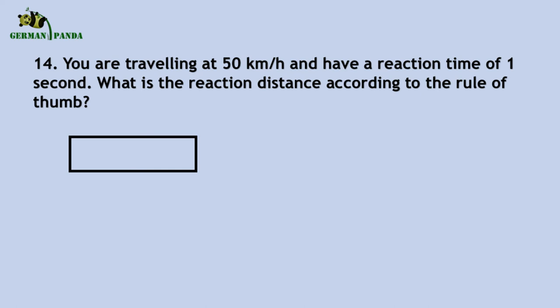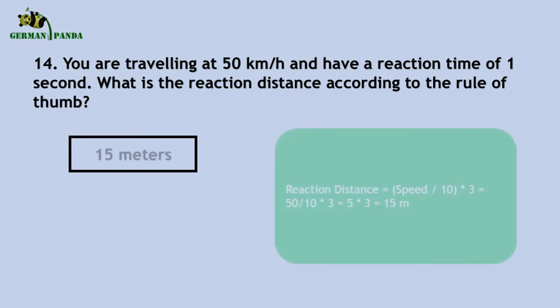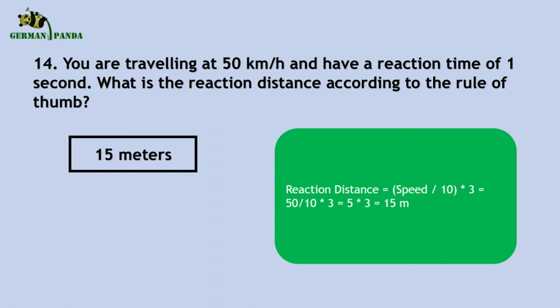You are traveling at 50 km per hour and have a reaction time of 1 second. What is the reaction distance according to the rule of thumb? (15 meters). Reaction distance equals 3 times 1/10 of the speed.